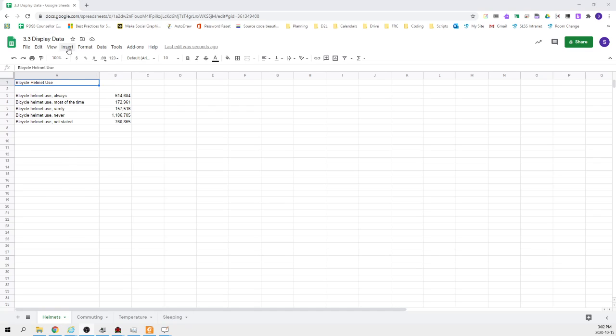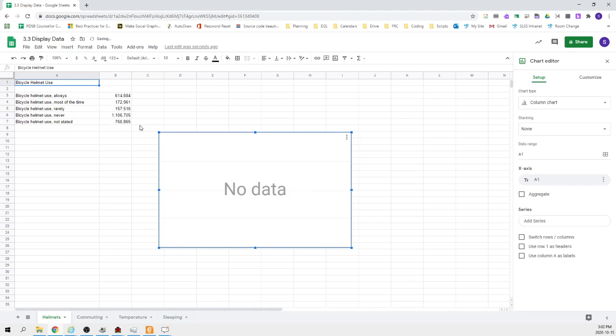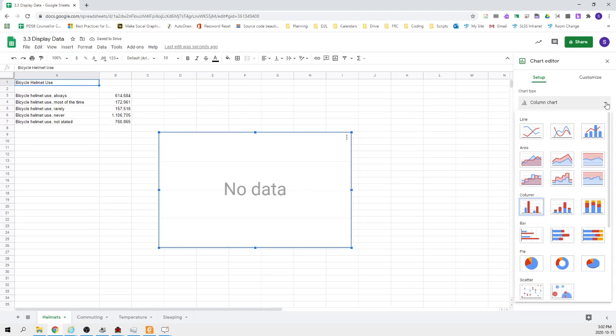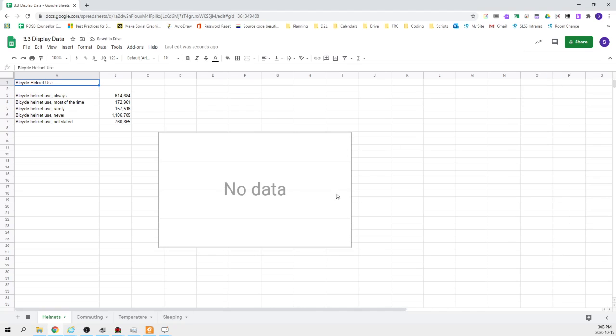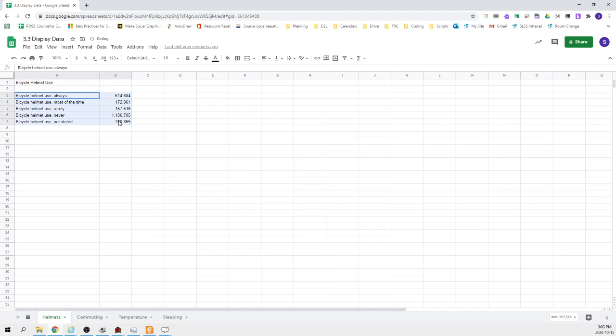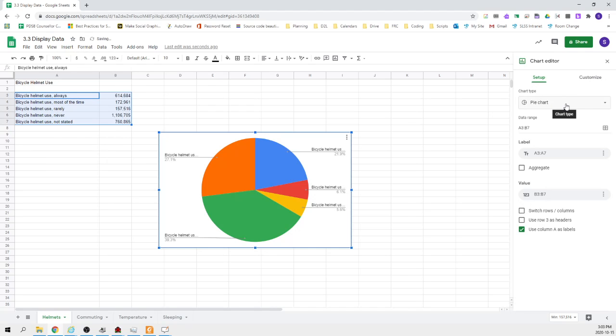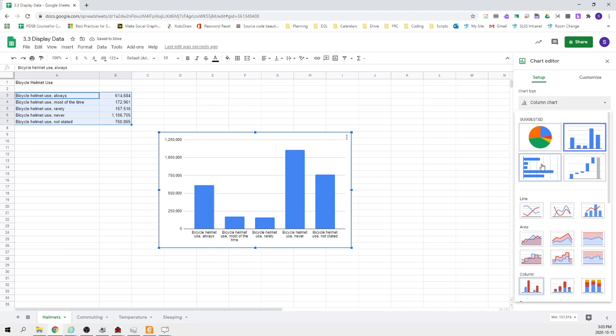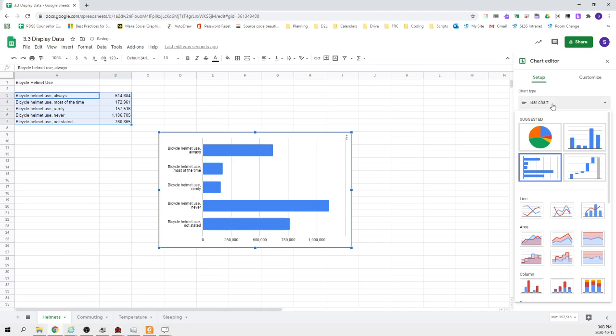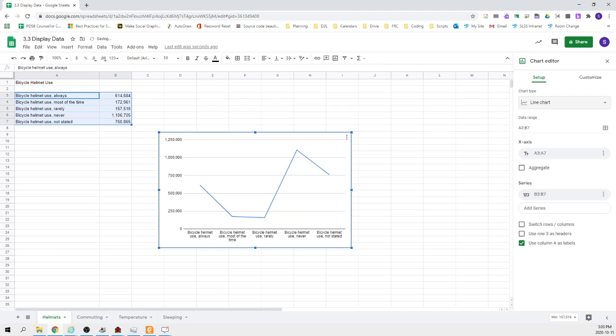So we're going to create a chart, and we have several options here in Google Sheets. We have line graphs that we could use. Actually, before I do that, I'm going to select this. And so we could use a pie chart. We could have a bar graph. Could have a line graph. Which of these makes sense?